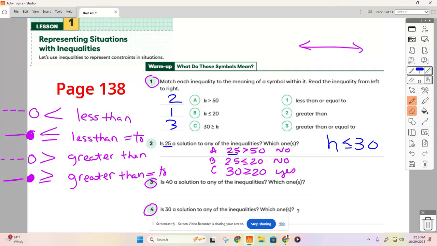30. And why would we flip it? Because we want the variable first, it helps us whenever we go to graph. Okay? All right, so I did number 2 for you.